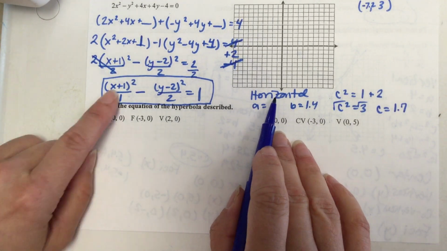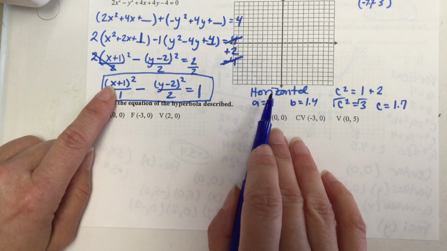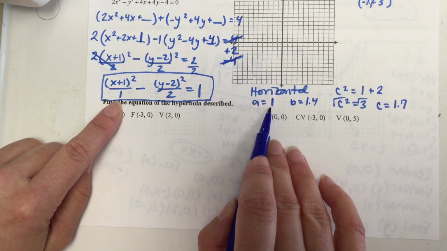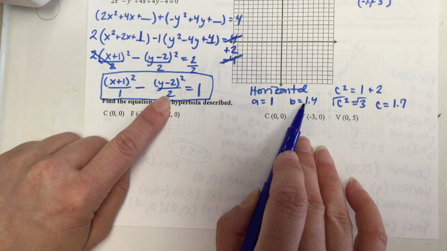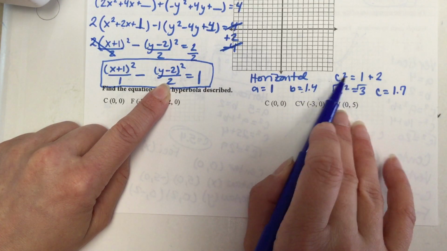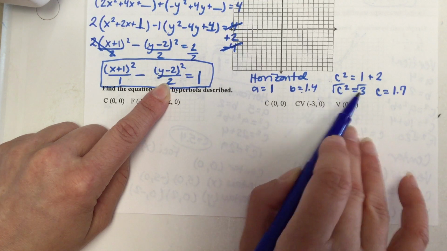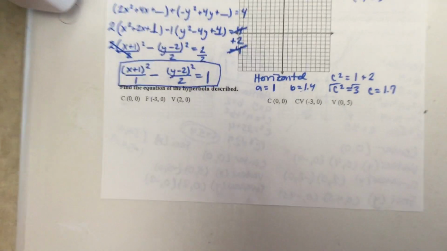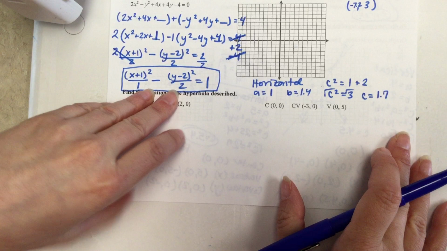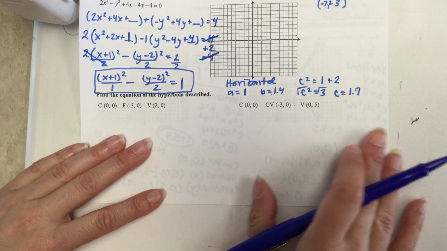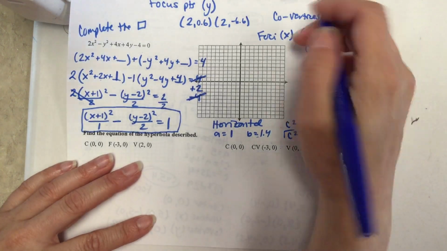So I know it's horizontal because the first variable is x. The square root of 1 is 1. The square root of 2 is 1.4. When I use the formula, c squared ends up equaling 3. So if I take the square root of each side, c has a value of 1.7. Now I can go ahead and start graphing.